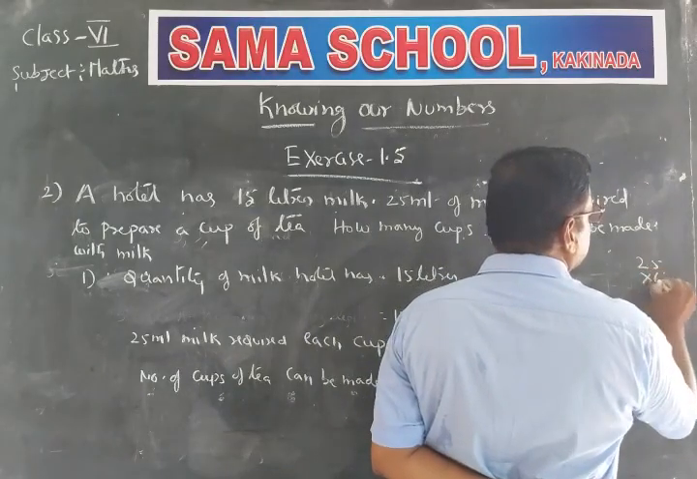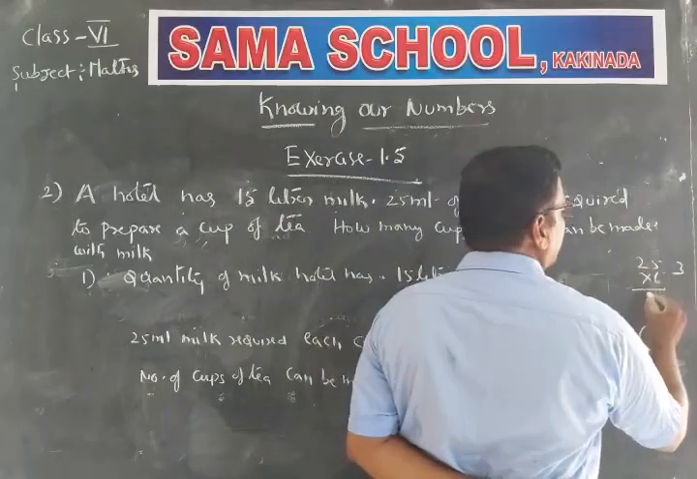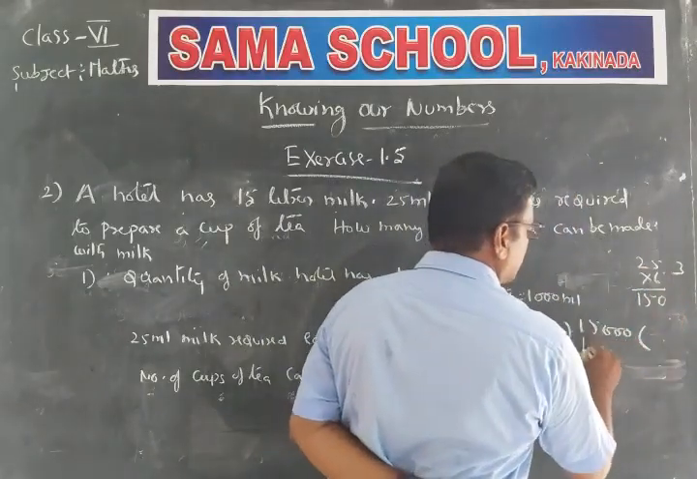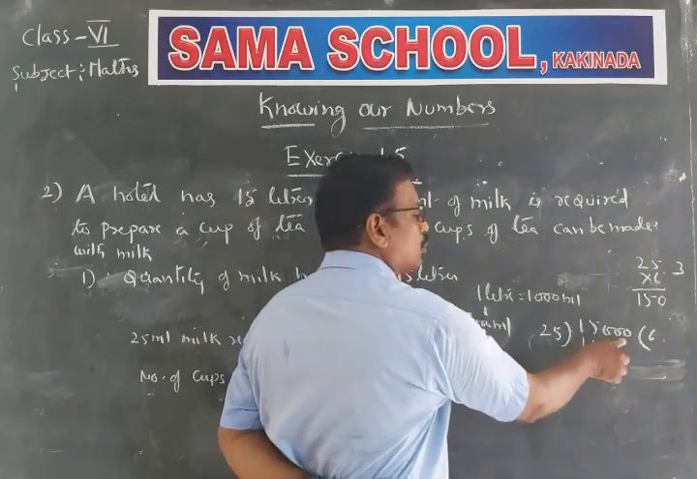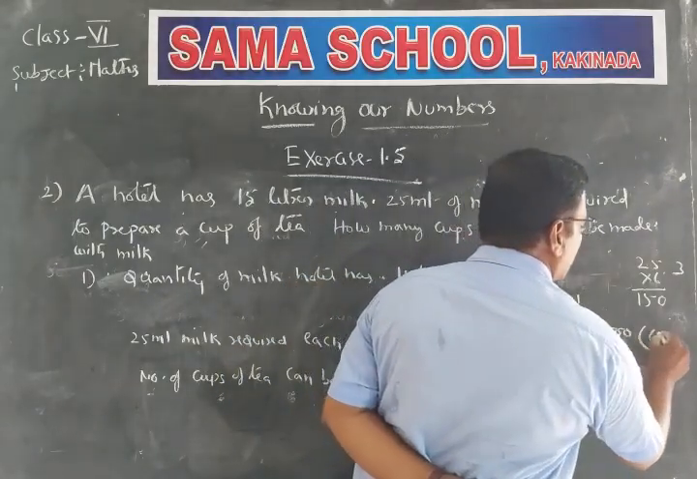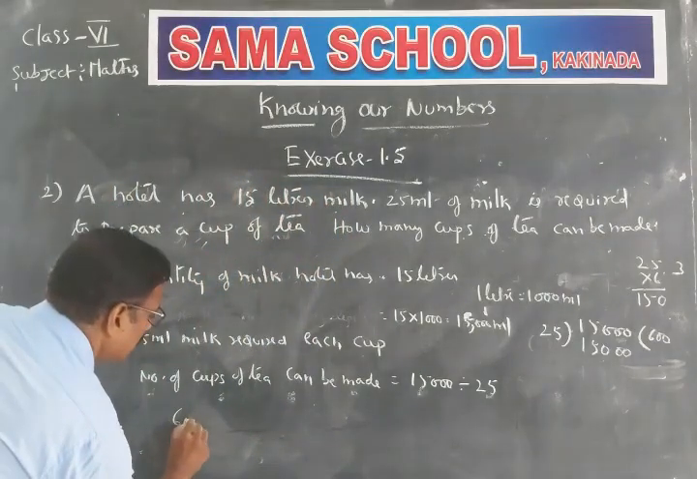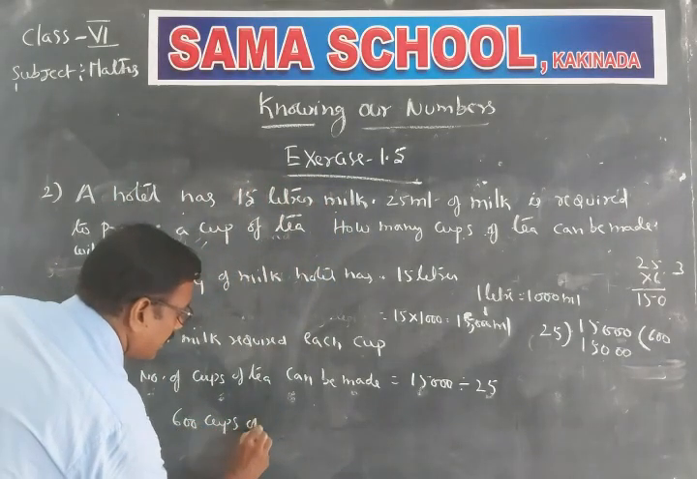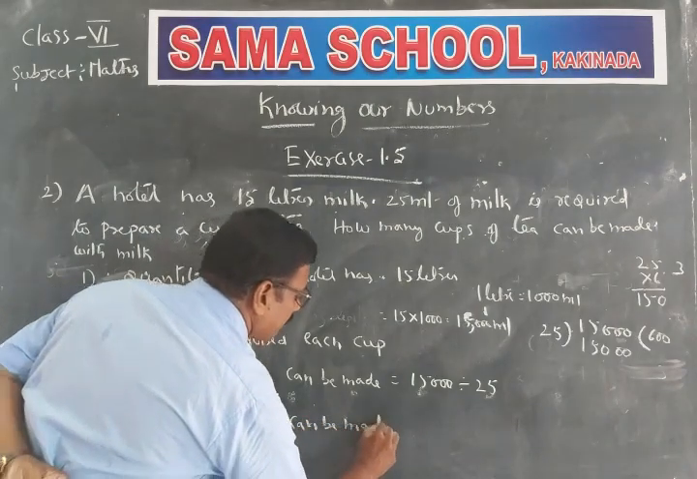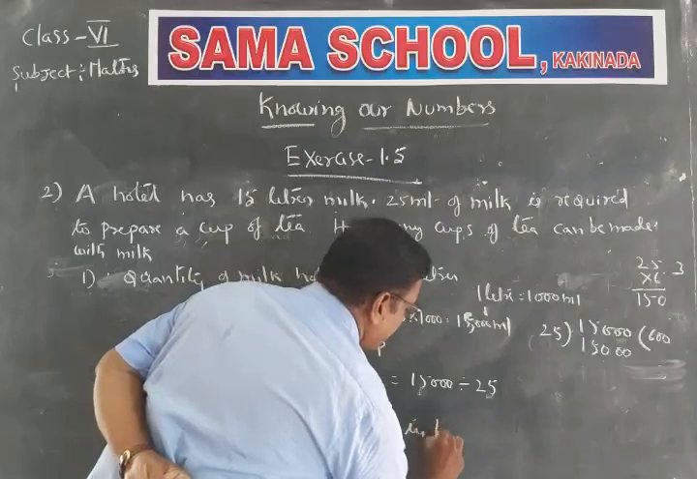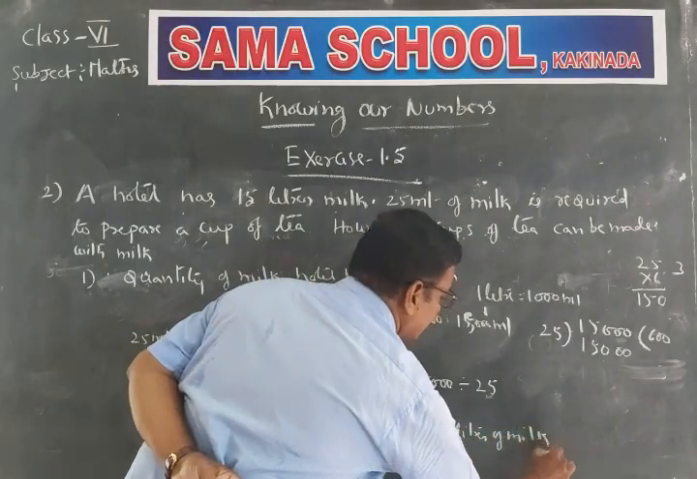25 into 6, 6 5s are 30. 6 2s are 12 plus 3, 15. 150. That is 25 times 6 is 150. Remaining, how many zeros are left? 2 zeros. Write them in the place. That is 600 cups. 600 cups of tea can be made in 15 liters of milk.